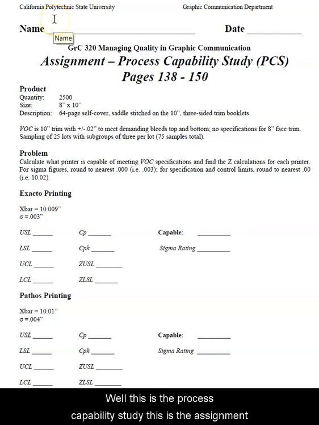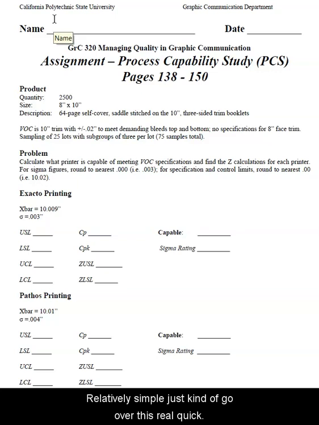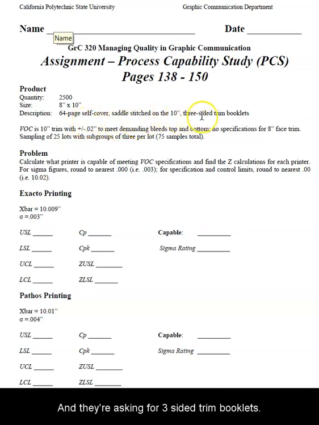Well, this is the process capability study. This is the assignment. Relatively simple. Just kind of go over this real quick. The quantity they're asking is 2,500. Their size is 8 by 10. It's a 64-page self-cover saddle stitch on the 10-inch. And they're asking for three-sided trim booklets.